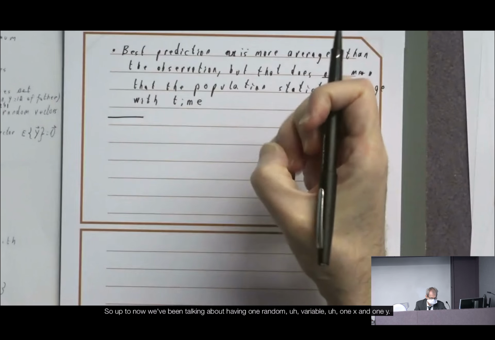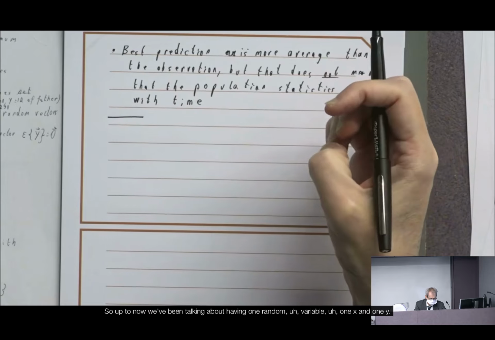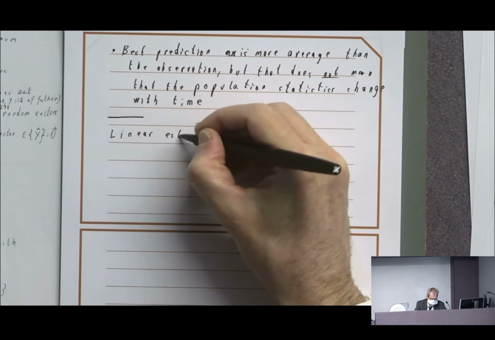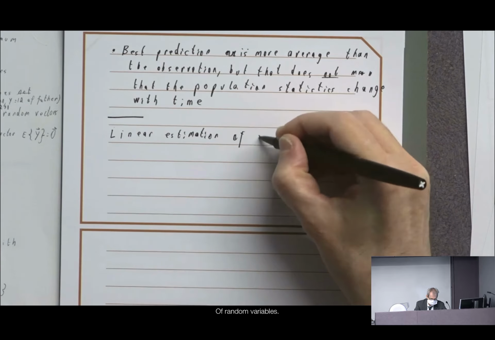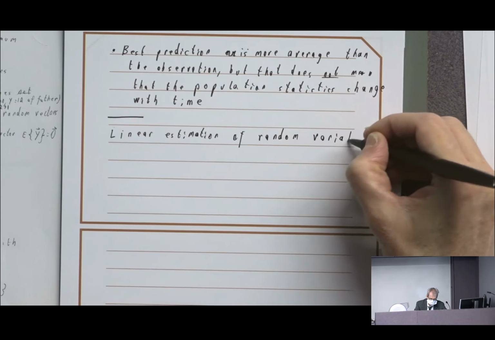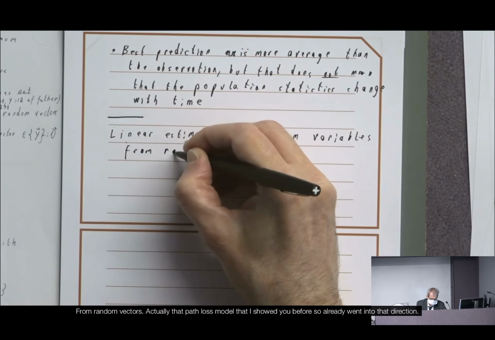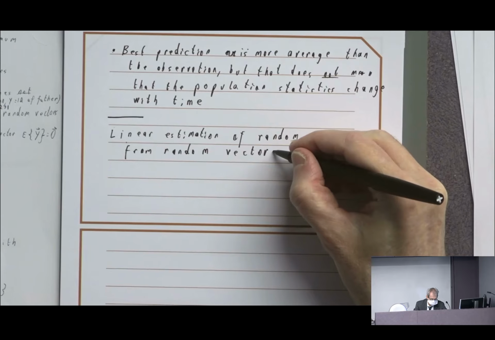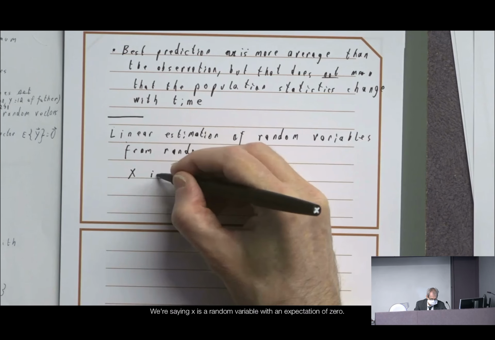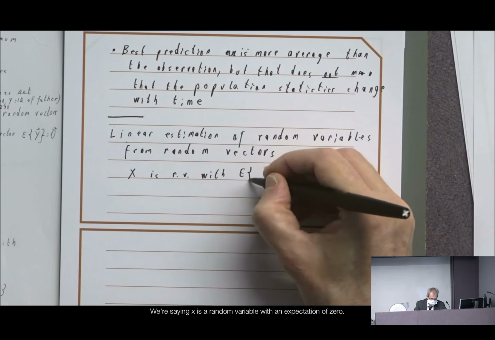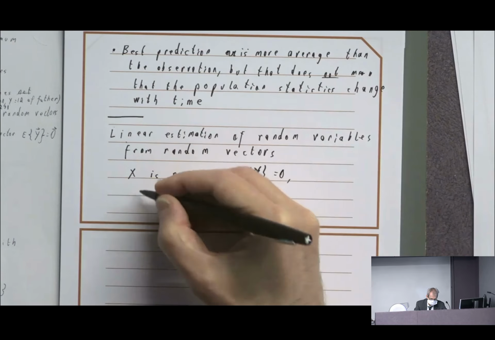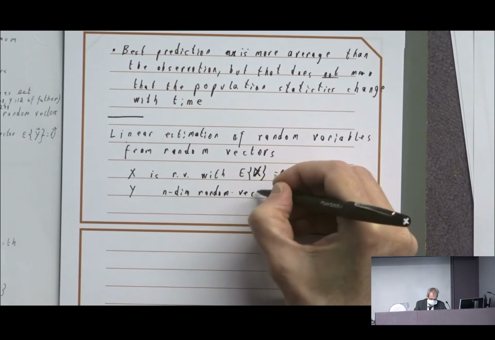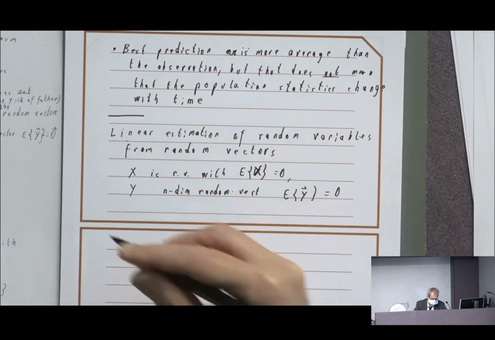So up to now, we've been talking about having one random variable, one x and one y. Now we're going to a slight generalization. We're saying linear estimation of random variables from random vectors. Actually, the path loss model that I showed you before already went in that direction. So, just for simplicity, x is a random variable with an expectation of 0, and y is an n-dimensional random vector with expectation of y also being 0.